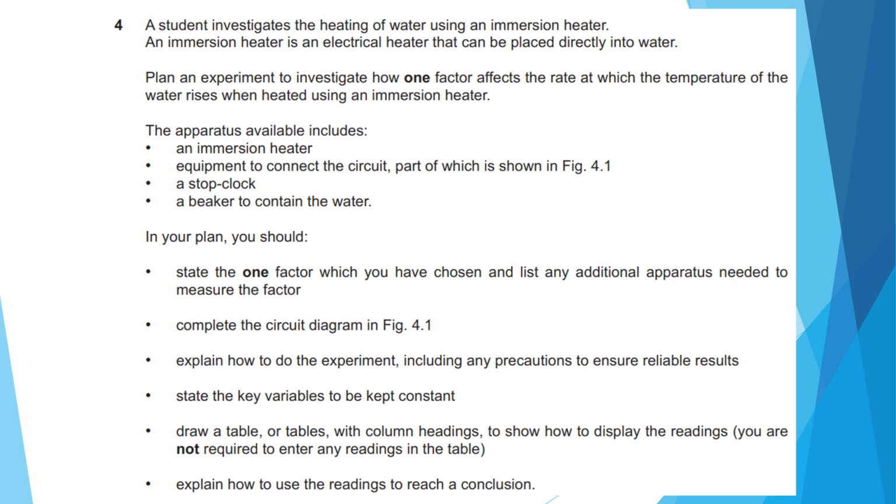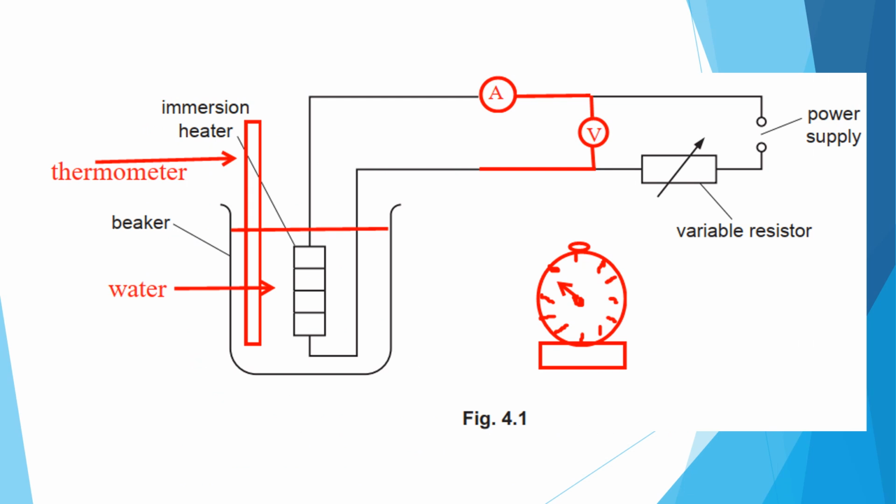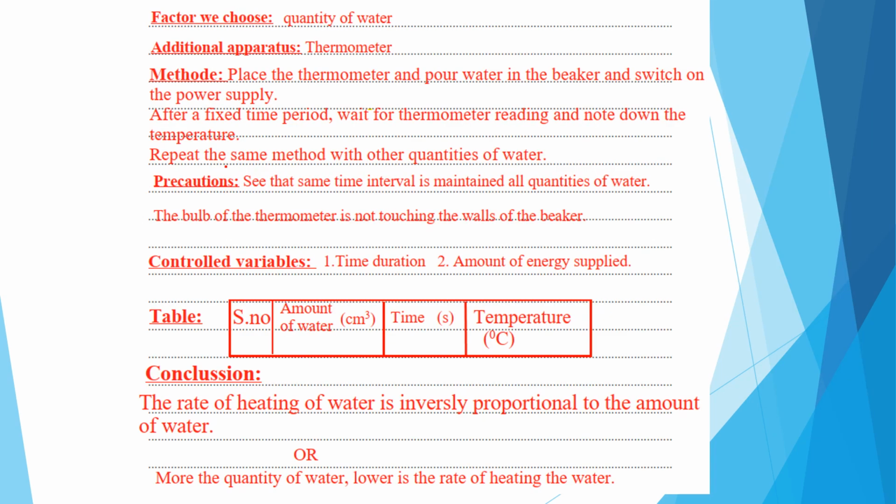So let's check the answer. This is the circuit diagram. First we need to complete the circuit diagram. So it is also asked to suggest or include any additional apparatus. So thermometer should be included here, stopwatch should be included. Then the remaining bullets answers are like this.